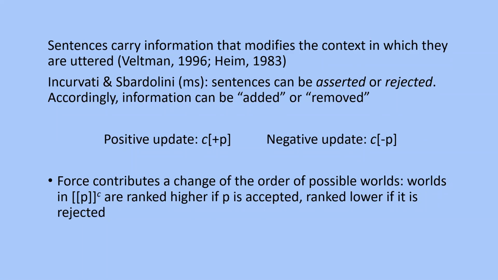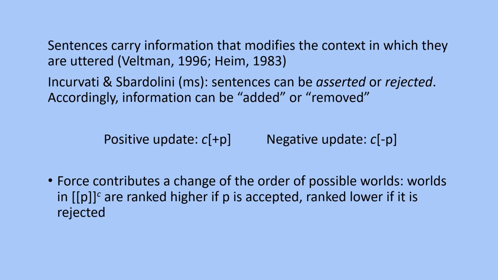Imagine this in a very Stalnakerian setting where the interlocutors are trying to figure out which world is actual, and for each world, they have an assessment of the plausibility that it's actual. So what happens is, if P is accepted, the worlds in the semantic content of P are ranked higher. They go up in plausibility. If it's rejected, they go down in plausibility. They're ranked lower. We are in this way of thinking about the dynamics of the common ground. I'm assuming that everything is cooperative.